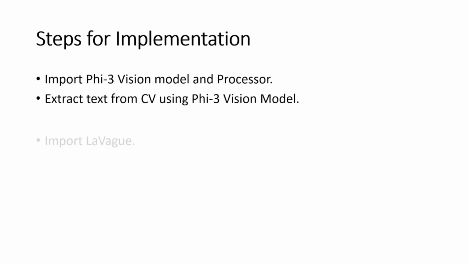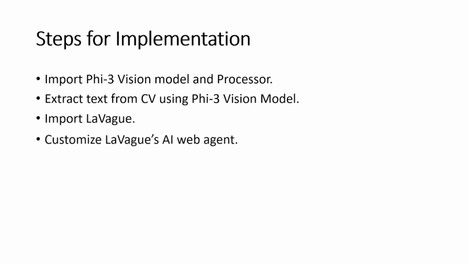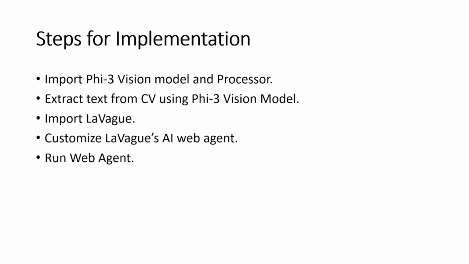Once we have this text data, we are going to import the LaVague framework. We will also be customizing this LaVague framework as per our need. Once we have done the customization, we will finally run our web agent. This web agent will be created by LaVague directly, and we will pass the extracted text data from the Phi-3 vision model to it, along with our basic objective. Once we have passed all those inputs to this web agent, we will run it and it will automatically fill out the job application web page and submit it for us.